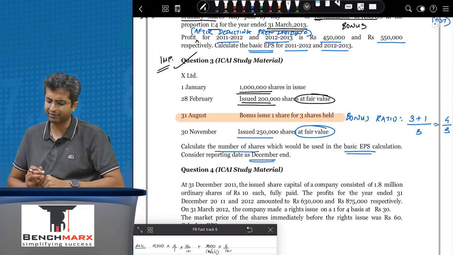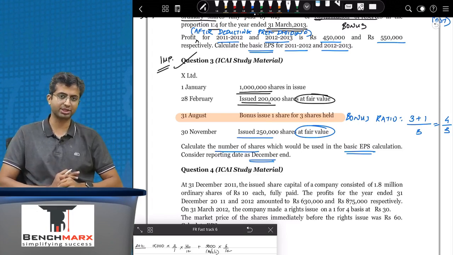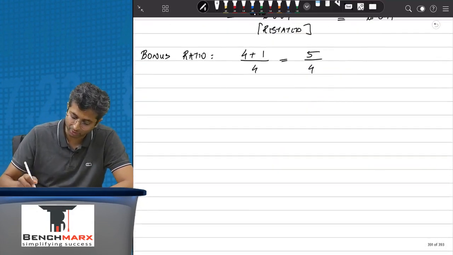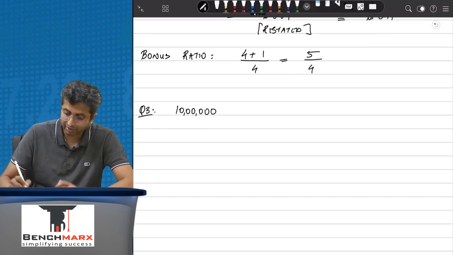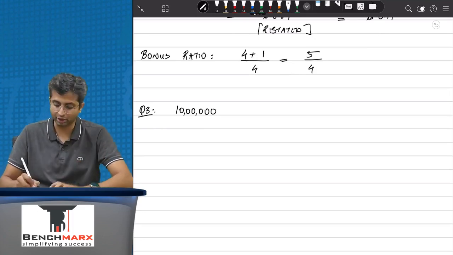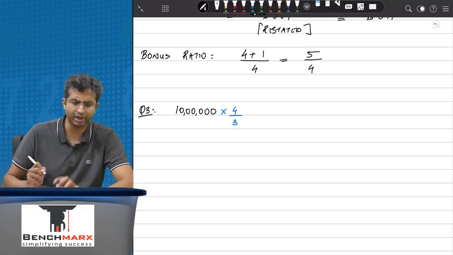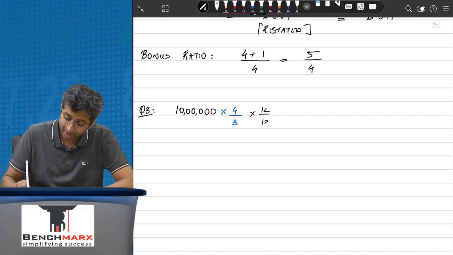So we just have to find the weights, where the number of months for which shares are outstanding should be taken as weights. However, while doing that, you will have to make the bonus adjustment as well. So we can say that the first 10 lakh shares as such are outstanding for the entire 12 months. However, these are shares which are outstanding prior to the date of bonus, and hence we will be eligible to receive bonus shares on this, which we will assume are outstanding from the very first day. So this is into 12 by 12.